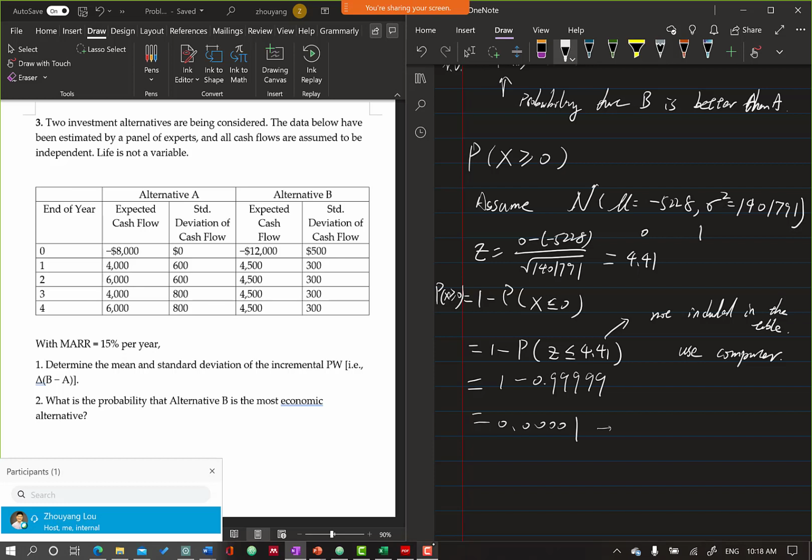So, just write it out again. We're going to conclude for this problem. So alternative B is almost unlikely to be better than A.